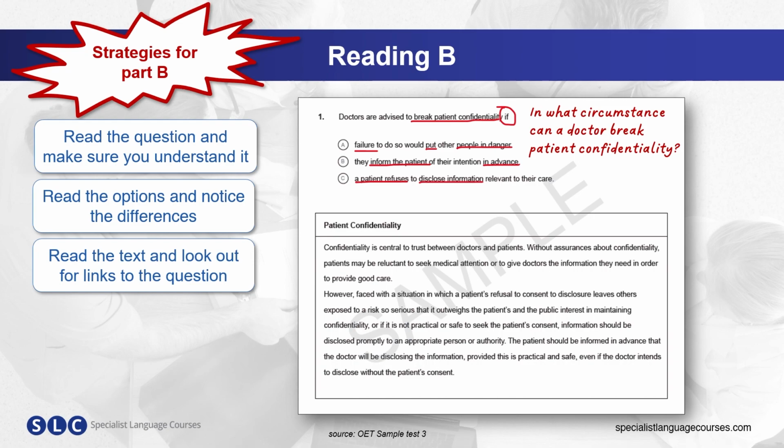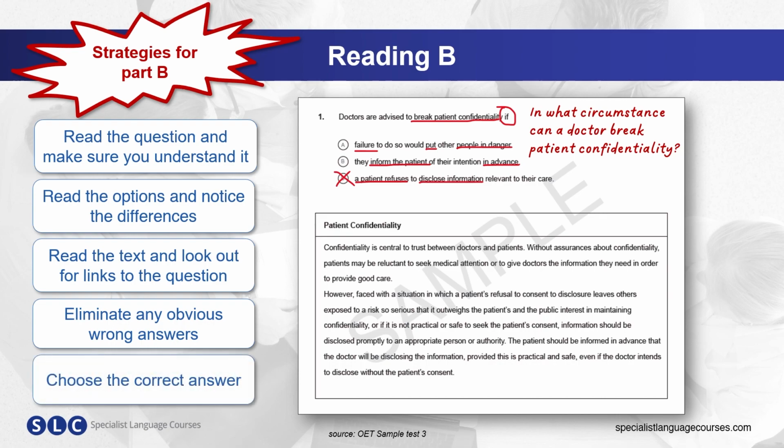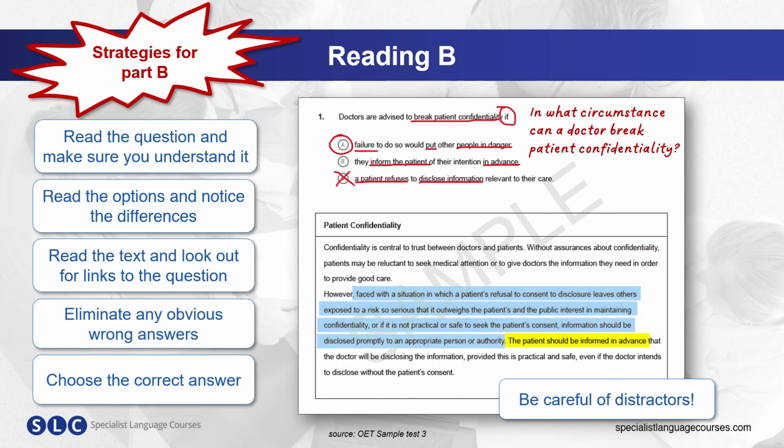Read the text and look out for links to the question. Eliminate any obvious wrong answers and choose the correct answer. Be careful of distractors. We can see here that option B is mentioned, but it does not answer the question. We can see the condition for breaking confidentiality highlighted in blue.